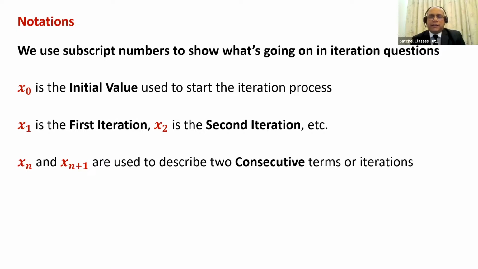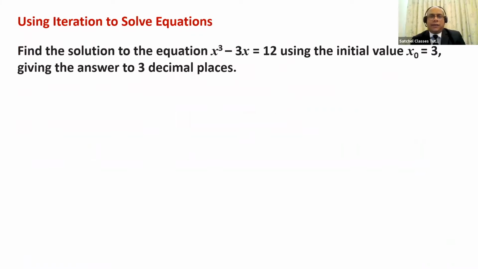Right. Now let us understand this using an example. This is better shown than said, so let's do it and understand that. Find the solution to the equation x cubed minus 3x equals 12 using the initial value, which is x0, as 3. Your answer should be accurate to 3 decimal places.